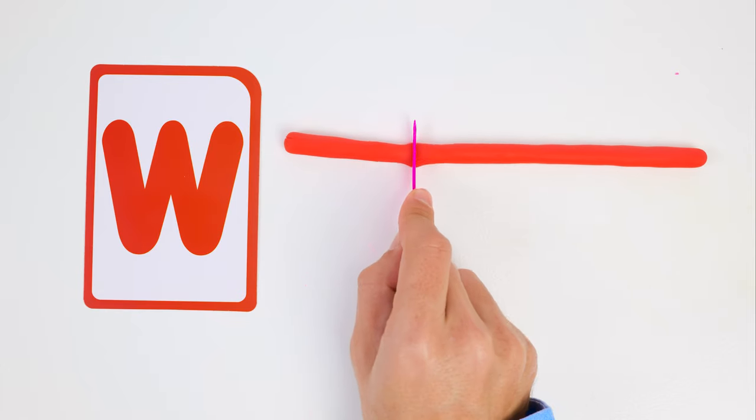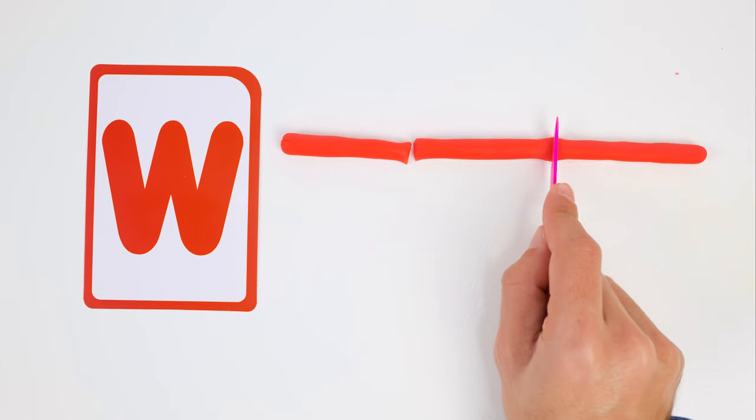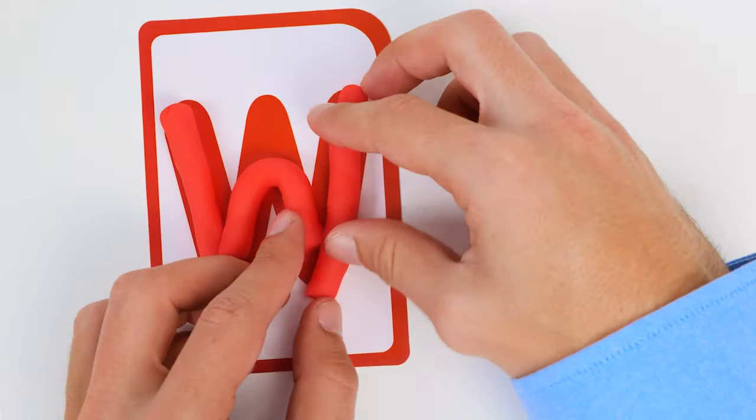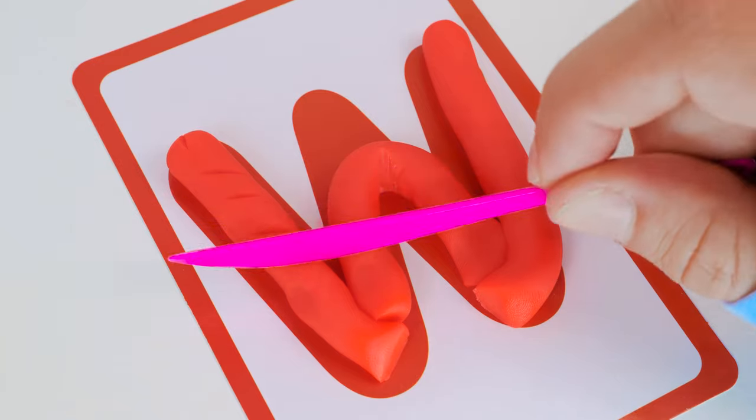I can use three lines of dough. One, two, three. A long one here. I'll bend one here and place the last one here. Now I need to decorate it. I'll press in some diagonal lines.